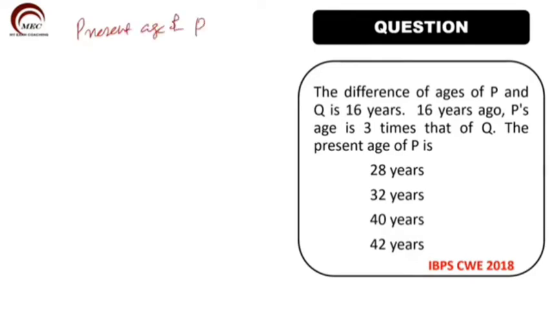Present age of P is equal to X and present age of Q is what we need to find out. The difference of ages of P and Q is 16. So P is X, Q will be X minus 16 because their difference is 16 years. The present age of P we will take as X. So the present age of Q will be X minus 16. Why? Because it is given that the difference of their ages is 16 years.